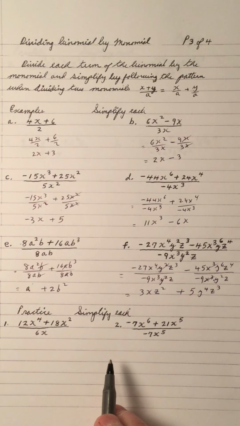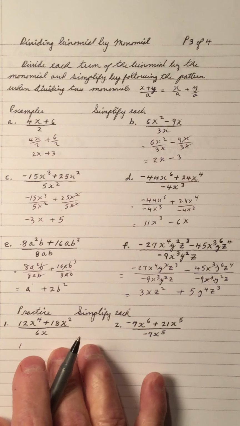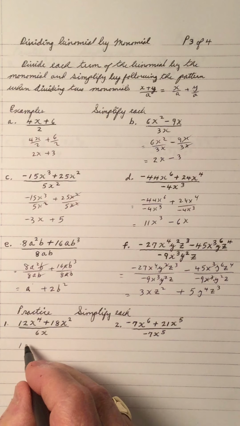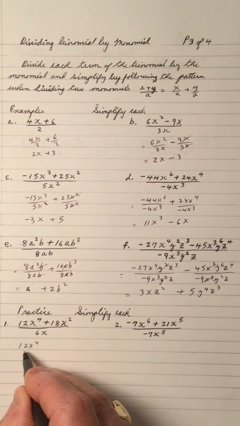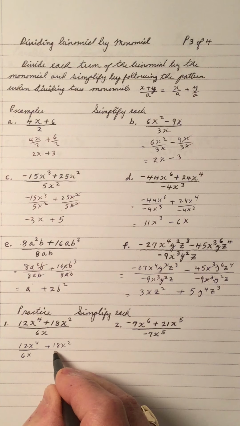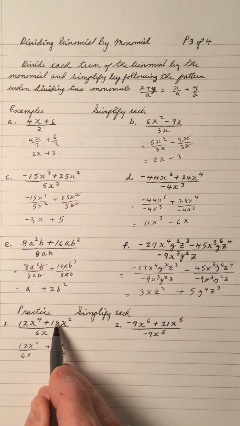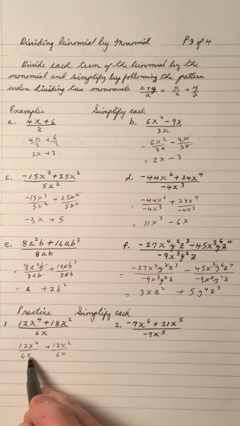Practice, simplify these. Here we go. So pause the video and play it back to see if you get them right. So 12x to the 4th divided by 6x plus 18x squared divided by 6x. So both of those terms on the top, you divide them by 6x.